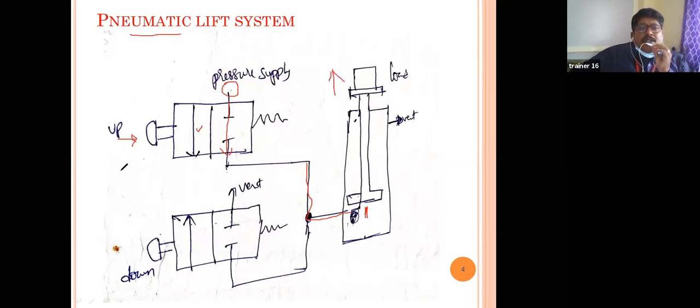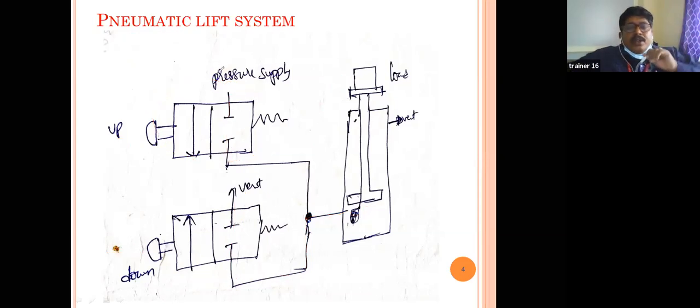Again, what happens when you push the other button? This is the initial one, and the position is changing. The button position goes to off condition. Whatever compressed air is here goes out in this direction, and then it goes out through the vent to atmosphere. So the load is lowered.